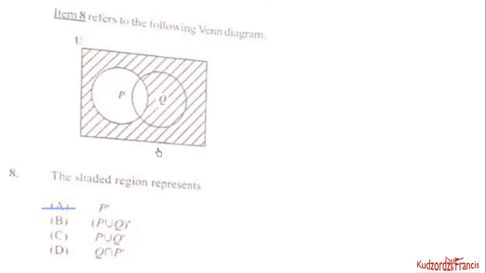Now let's look at the 9th item. Items 9 to 10 refer to the following Venn diagram, which shows the universal set U and the two sets T and C that represent the students in a class who play tennis and chess. How many students play both games? So let's first of all find the number of students who play all the games.